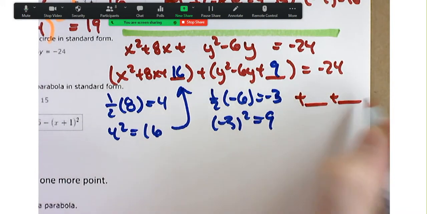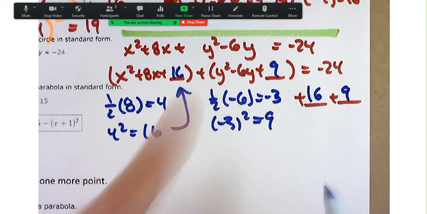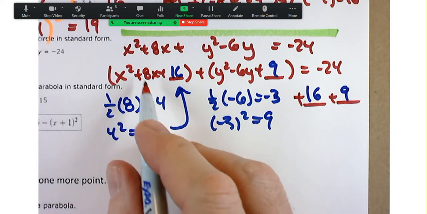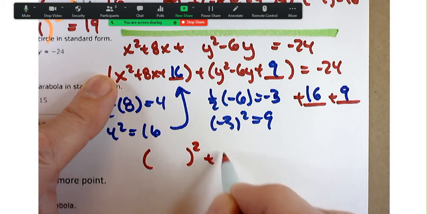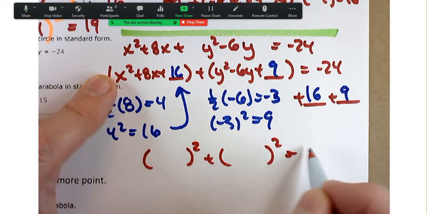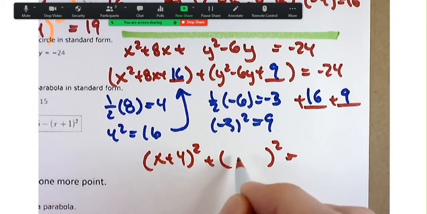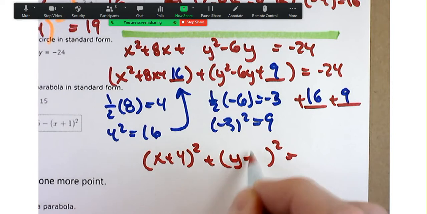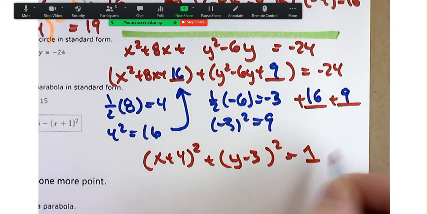So let's do that. I'll add 16 and I'll add 9 to the right-hand side. That way it keeps things in balance. This is now a perfect square trinomial. What do I square to get the first one? X plus 4. And then anyone else? Y minus 3. Y minus 3. Thank you. Negative 24 plus 25 equals 1.